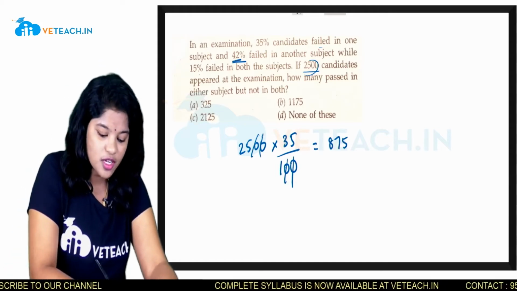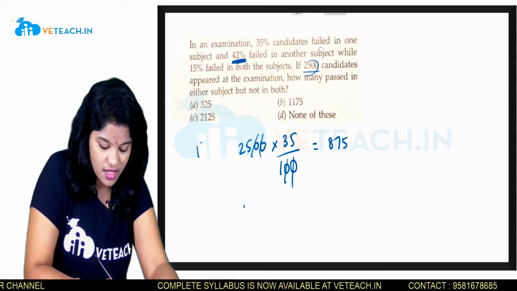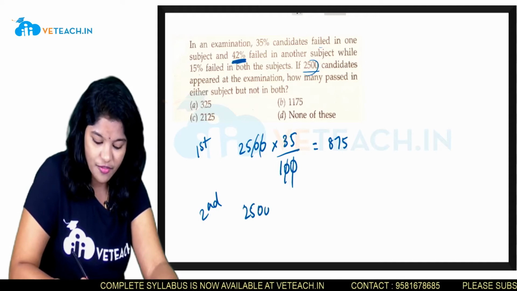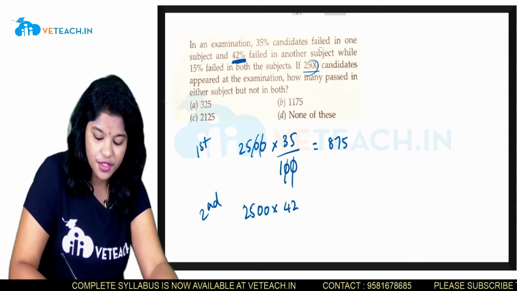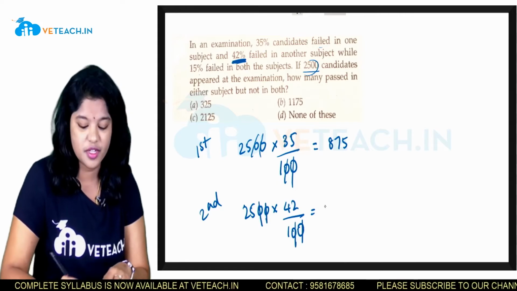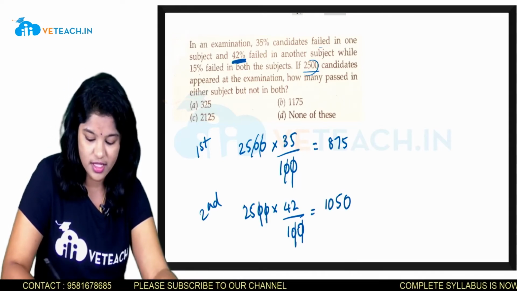So, the number of students who have failed in the second one is 42%. This is regarding the first subject, and this is regarding the second subject. Out of 2500 students, 42%, that is 42 by 100, have failed in the second subject. So, 25 into 42 is equal to 1050.